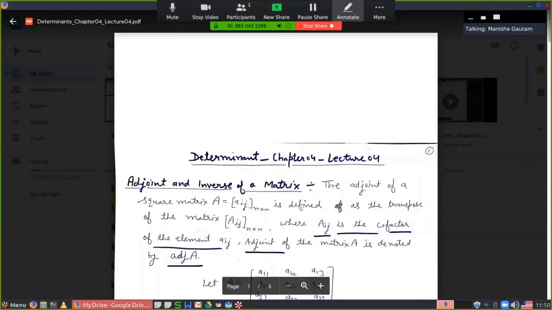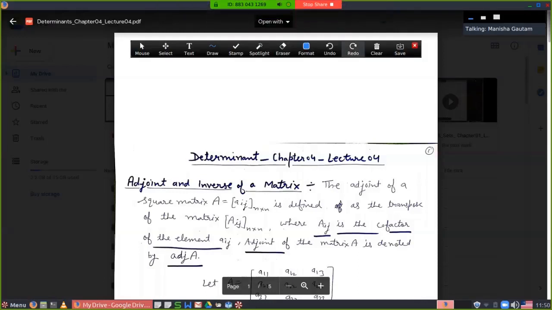In the previous lecture, we studied the minors and cofactors of the given statement. Today we will discuss the adjoint of the matrix and the inverse of the matrix. First we will discuss the definition of the adjoint of a matrix that is given here.